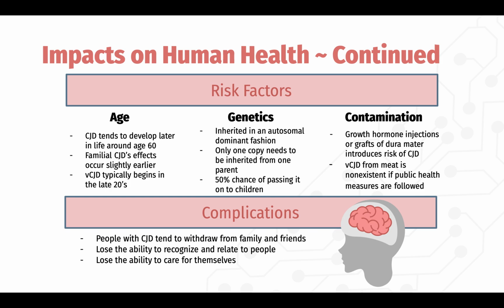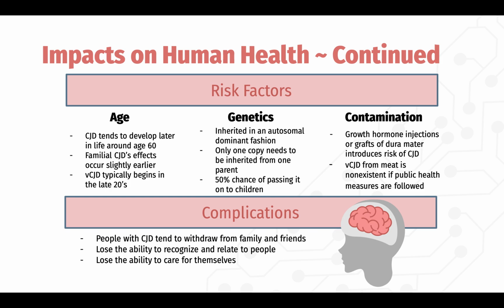And then genetic, so it's inherited in an autosomal dominant fashion, so only one copy of the gene is needed from one parent, and if you do have it, then you have a 50% chance of passing it on to your children. And then contamination, it's by growth hormone injections or grafts of dura mater. And dura mater is the membrane that covers the brain. And these both introduce the risk of CJD.